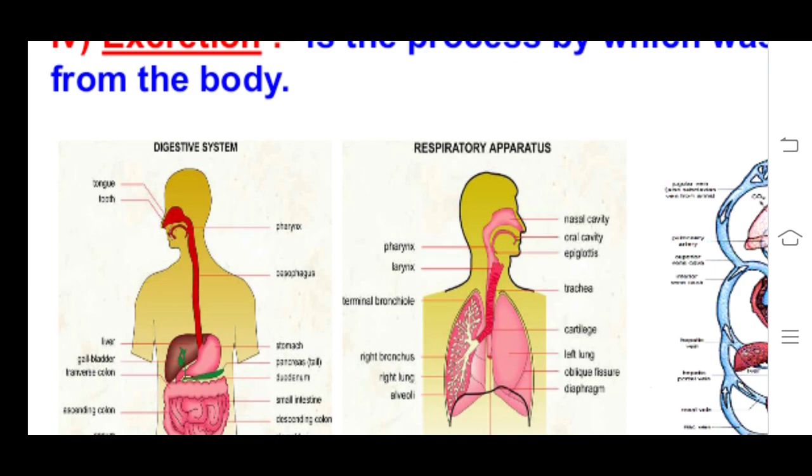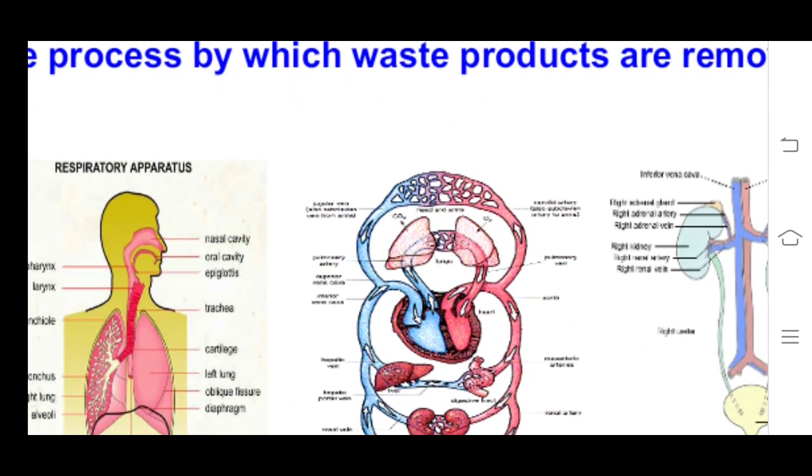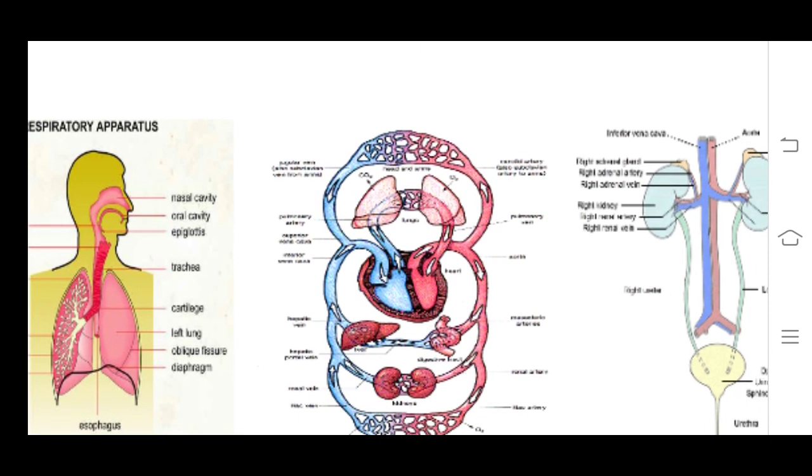The main organs are the lungs. Then we have the circulatory or transportation system, in which the pumping organ is the heart, and there are the blue ones, the veins, and the red ones, the arteries, which carry blood from the heart to all the parts of the body, and the veins which carry blood from all the parts to the heart.